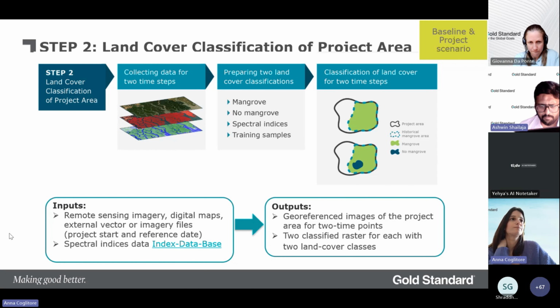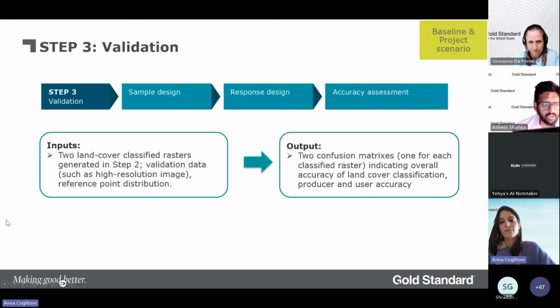The next slide. So step 3 is validation, which is not a validation by the VVB essentially. This is basically validation of the classification which has been conducted in step 2, which will require either high resolution images to conduct the validation, and if there are no high resolution images, one can also apply ground truth data as well to arrive at the validation of the classification. Next step.